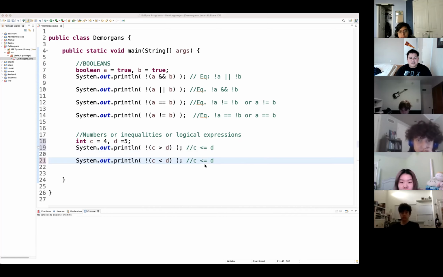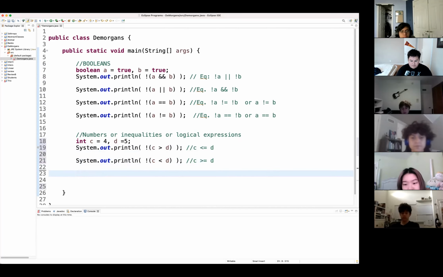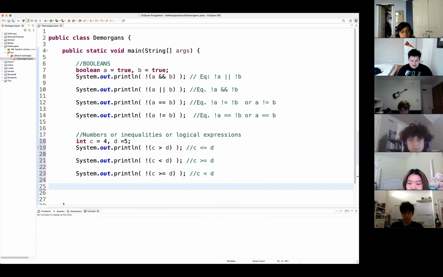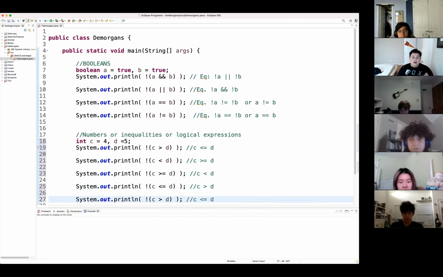So not C is less than D gives C is greater than or equal to D. Now if we flip these around, so let's say not C is greater than or equal to D. What do you think this is going to turn into? C is less than D. Exactly. So if we say not C is less than or equal to D, that should mean C is greater than D. Great.